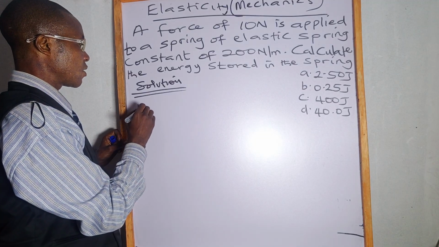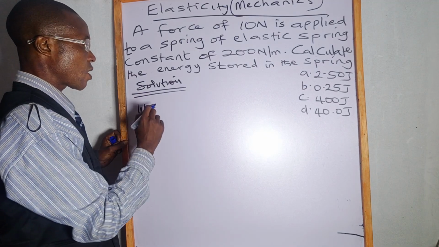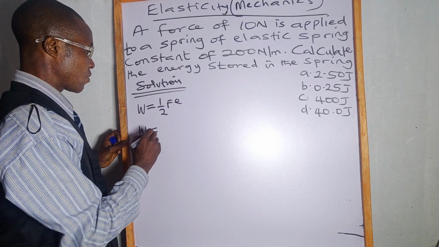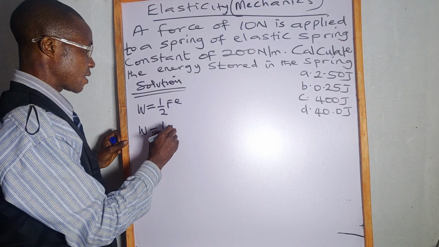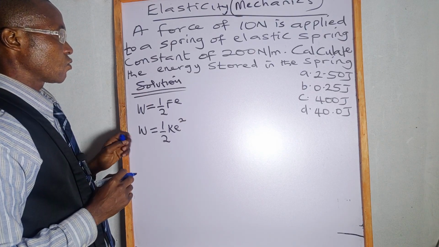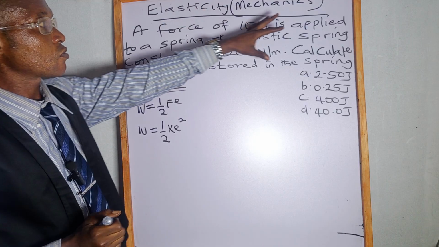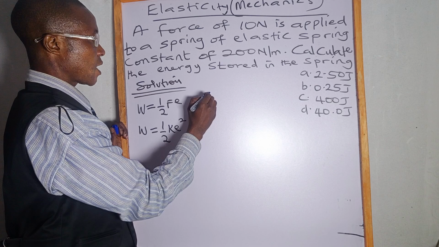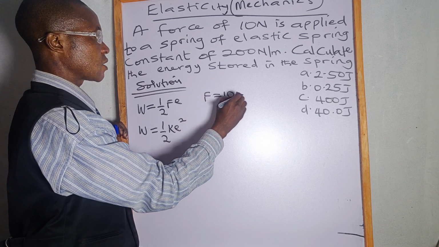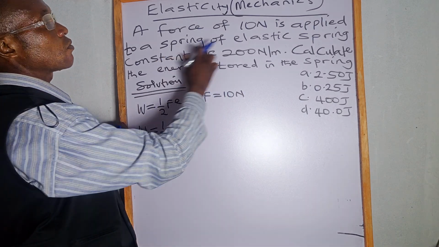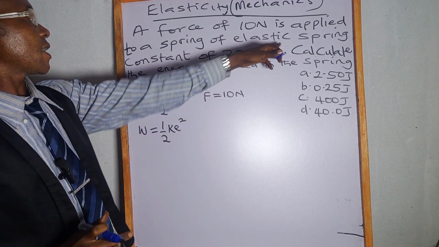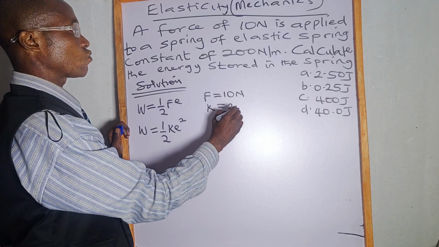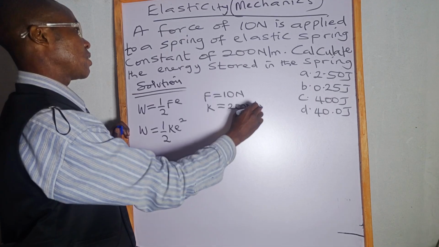Here we have the formulas for energy stored. We have two formulas. Formula 1 is 1/2 Fe. The other formula is 1/2 multiplied by Ke squared. Now you start writing out the ingredients you are given. A force of 10 Newton, so F is equal to 10 Newton. It means I'm given F. Then the elastic constant of 200 Newton per meter, so K is 200 Newton per meter.